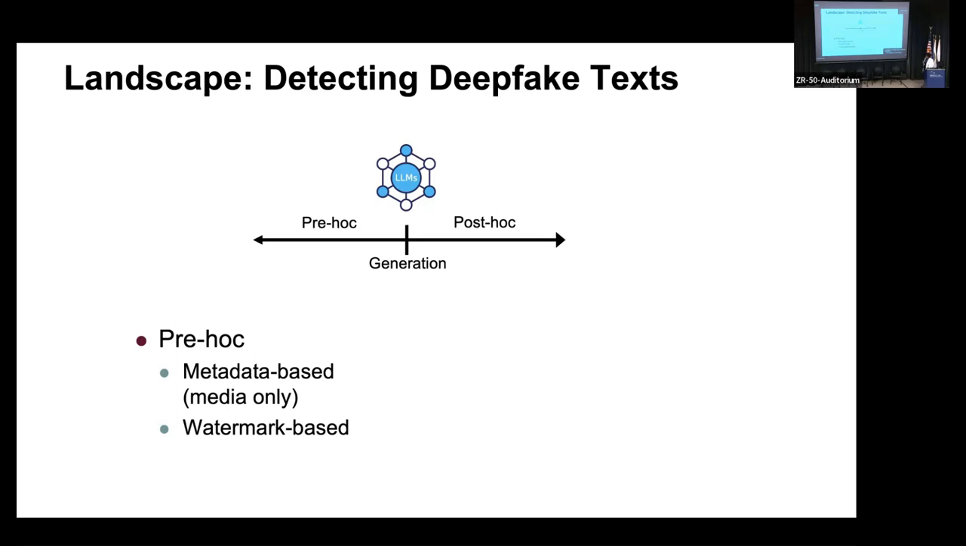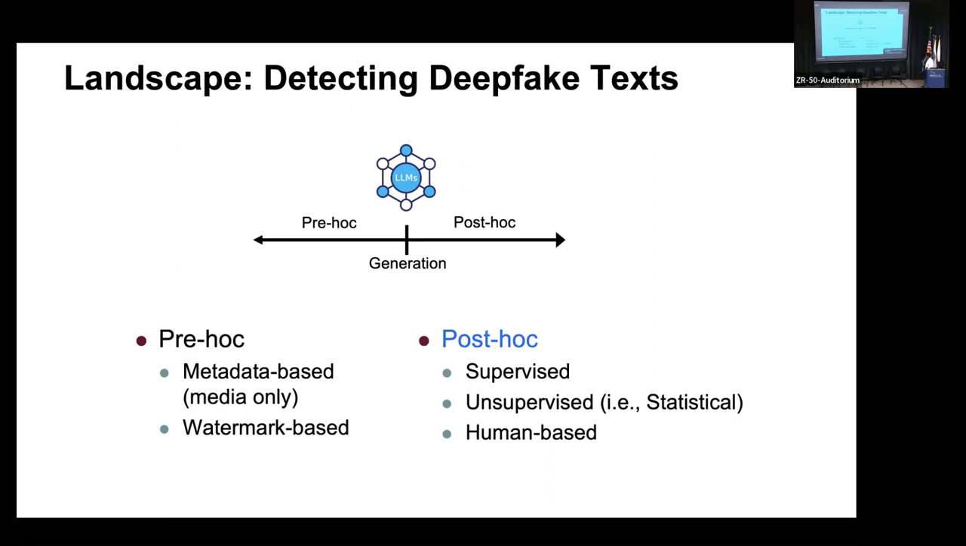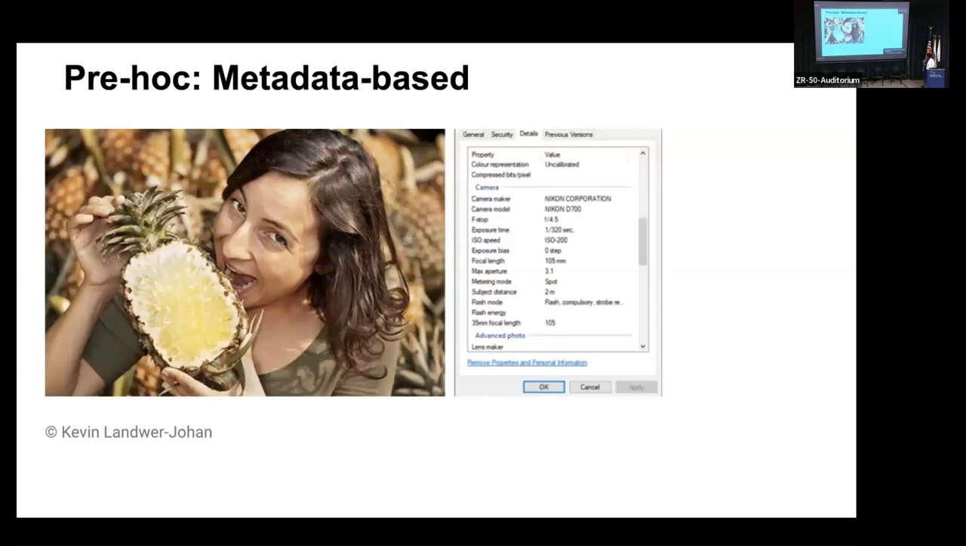There's also the metadata-based technique, typically for images, where you have external data that comes with the creation of the image, and you can use that to detect if an image is fake or not. Then there's the post-hoc approach, which is what I will focus on in this presentation. For post-hoc, there's supervised and unsupervised, which are the automatic types of detection, and then there are human-based approaches, because at the end of the day, the goal is to empower humans to do this task by themselves in the future. This is an example of the metadata-based technique. You have your image and all this information on the side, and you can use that in the detection process.